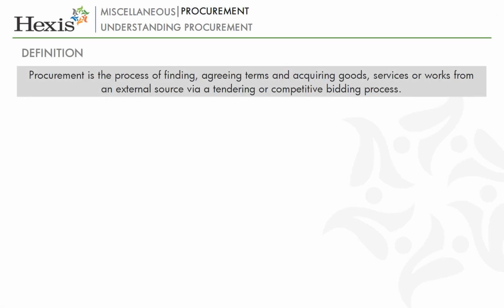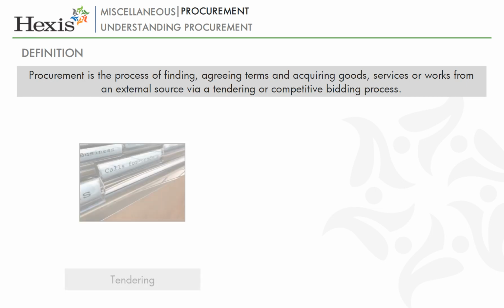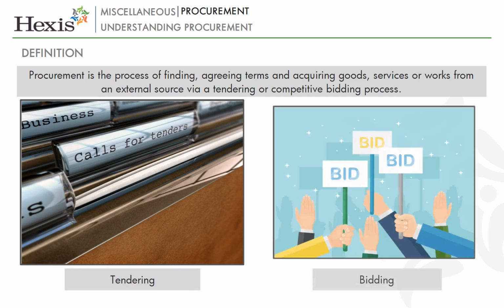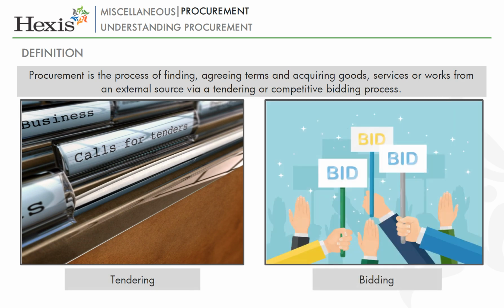Now let us understand what is procurement. Procurement is the process of finding, agreeing terms, and acquiring goods, services, or works from an external source, often via a tendering or competitive bidding process. The process is used to ensure the buyer receives goods, services, or works at the best possible price when aspects such as quality, quantity, time, and location are compared.